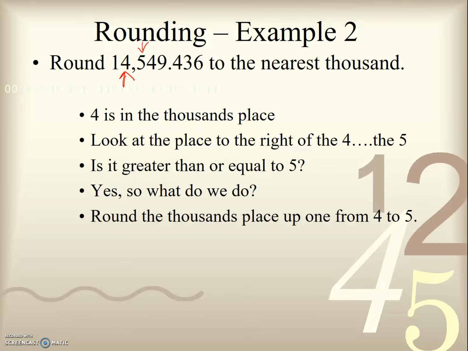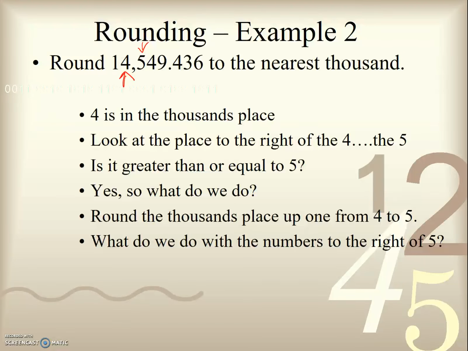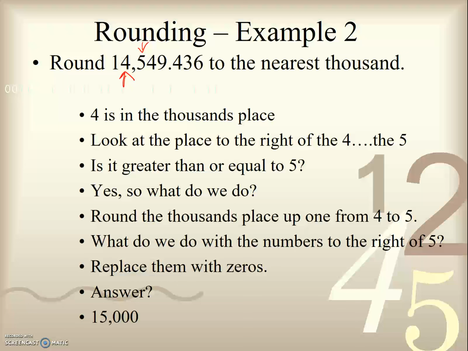Okay, what's the second part of step 3? So are we rounding a whole number right now, or are we rounding a decimal place? We're rounding a whole number. So we need to round up in that thousands place, and we need to replace all the numbers between the rounding position and the decimal place with zeros, and then drop the decimal place. So what is our final number going to look like? I think you already have it on your piece of paper there, but it should look like 15,000.